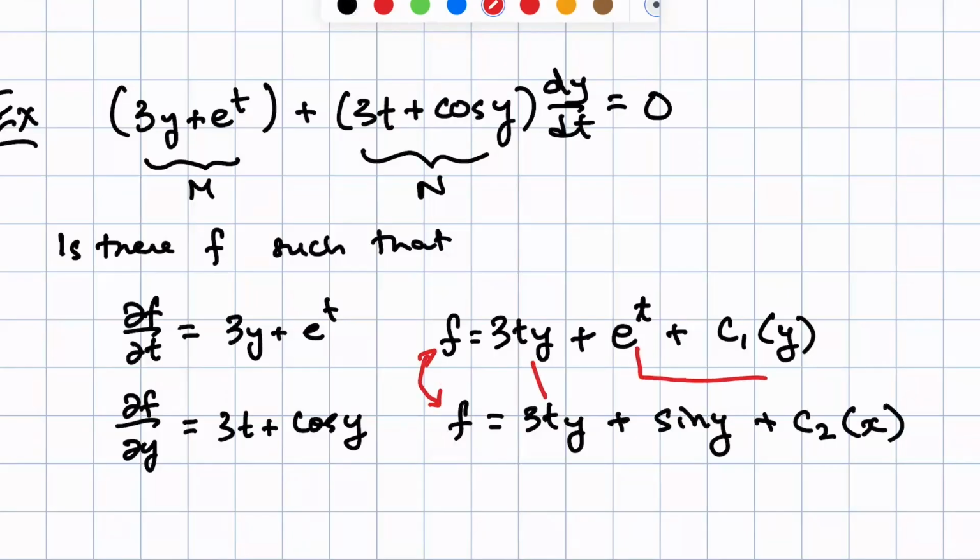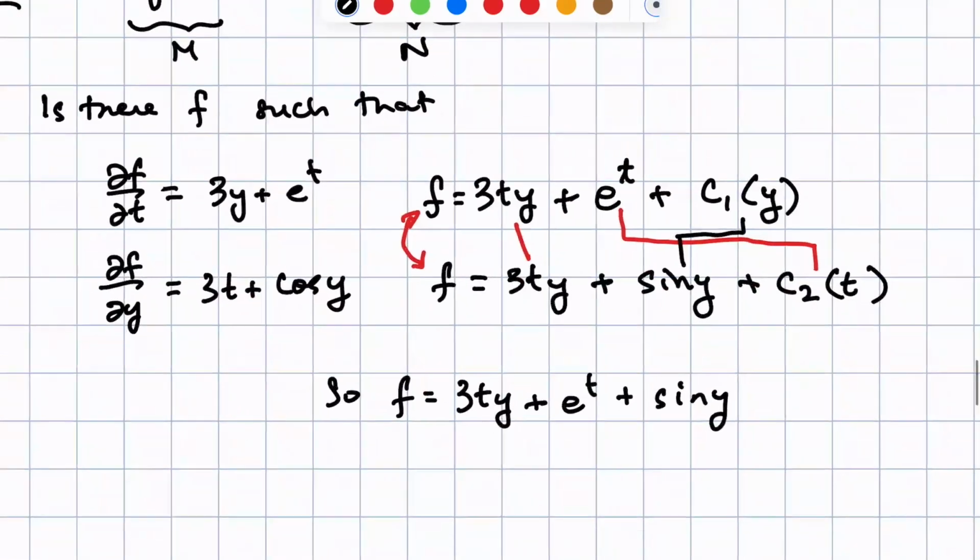This e to the t can be absorbed into here. Sorry, that should have been a t right here. And this could be absorbed into that. So basically, f is equal to 3ty plus e to the t plus sine y, and the solution is given by 3ty plus e to the t plus sine y equals c.